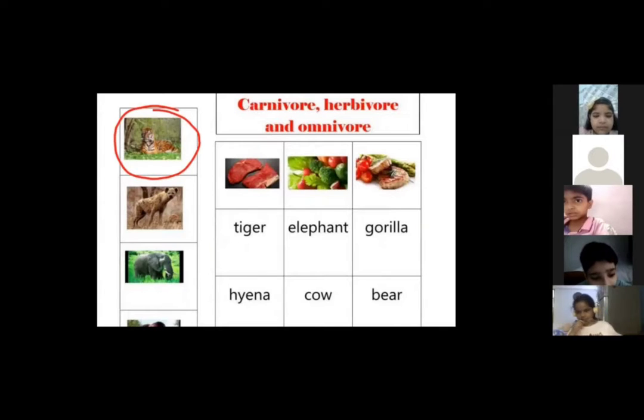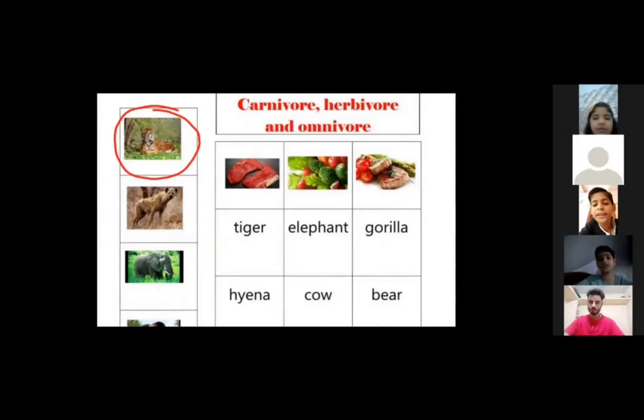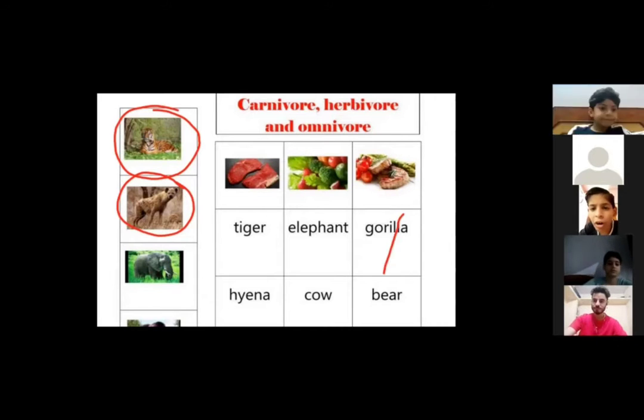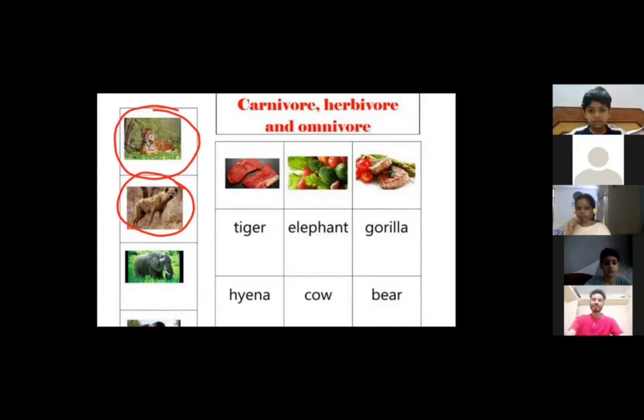Why is it called a carnivore? Sir, because it only eats meat. Because it eats only flesh. Very good. Secondly, we have hyena. What about the hyena? Sir, it is a carnivore and it also eats... Scavenger. It is a scavenger. Excellent, yeah. Similarly, we have the elephant.